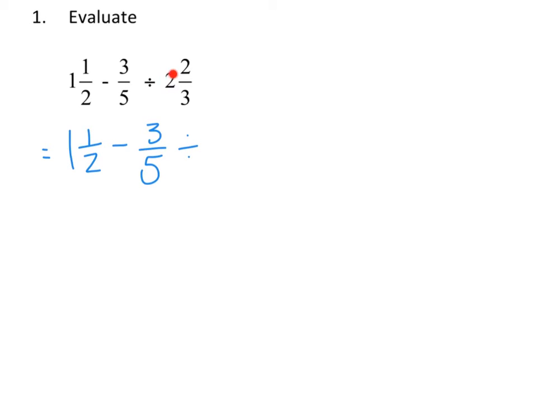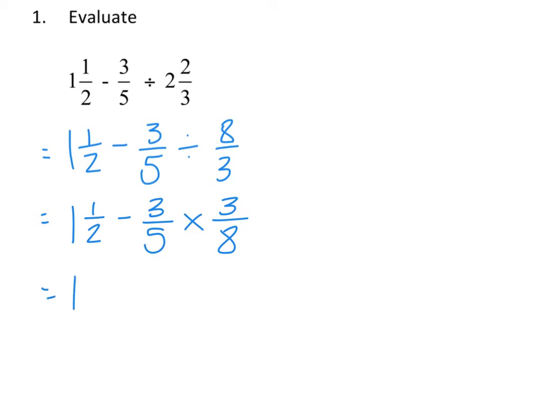So we get that by doing the whole number, 2 times 3 to get 6. Add the number on the top, which gives us 8. So our new numerator is 8 and the denominator remains the same at 3. So the rule for dividing with fractions is that we change the division into multiplication, and when we do that we must remember to flip the second fraction upside down. So that gives us 1.5 take away 3/5, and the division changes to a multiplication, and inverting the second fraction makes it 3/8.